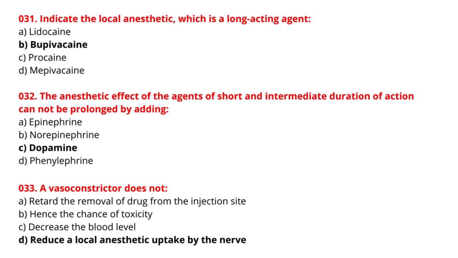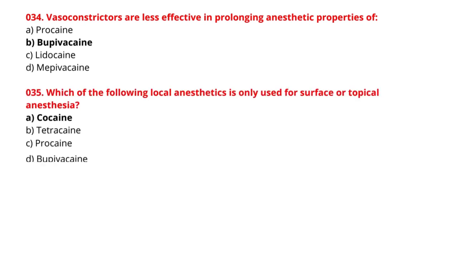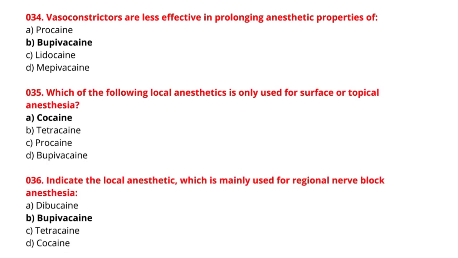033. A vasoconstrictor does not A. Retard the removal of drug from the injection site. B. Hence the chance of toxicity. C. Decrease the blood level. D. Reduce a local anesthetic uptake by the nerve. Answer is D. 034. Vasoconstrictors are less effective in prolonging anesthetic properties of A. Procaine. B. Bupivacaine. C. Lidocaine. D. Mepivacaine. Answer is B.